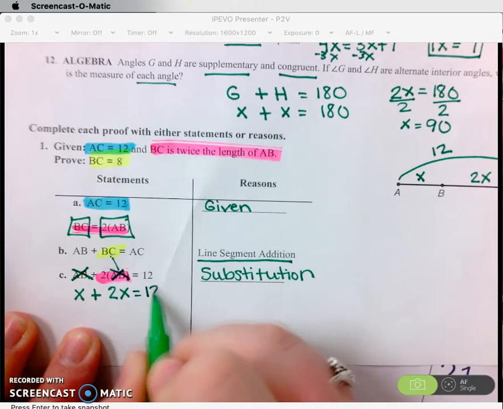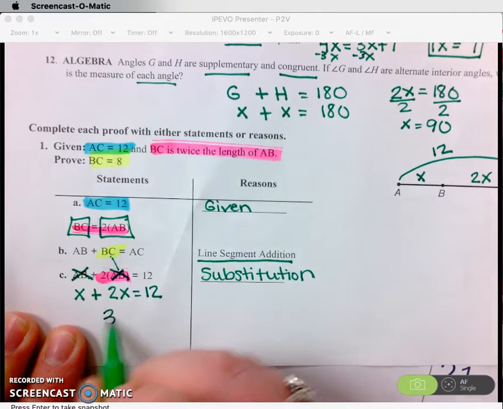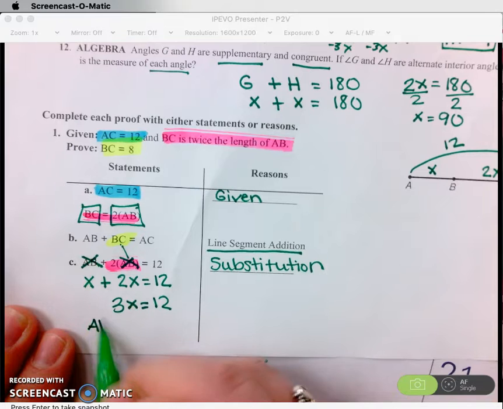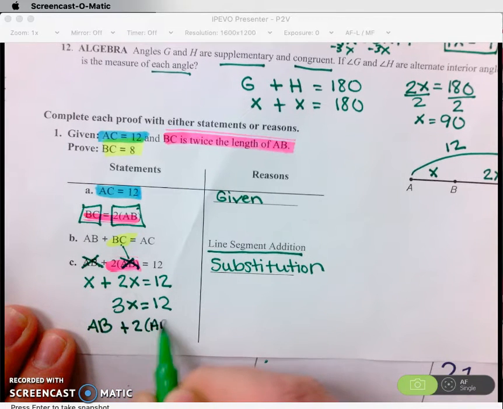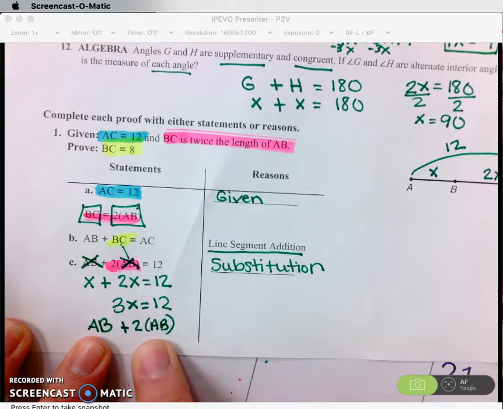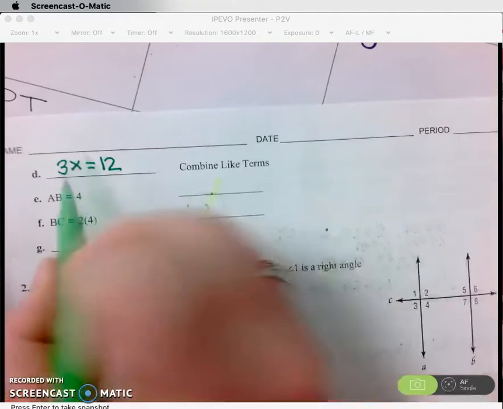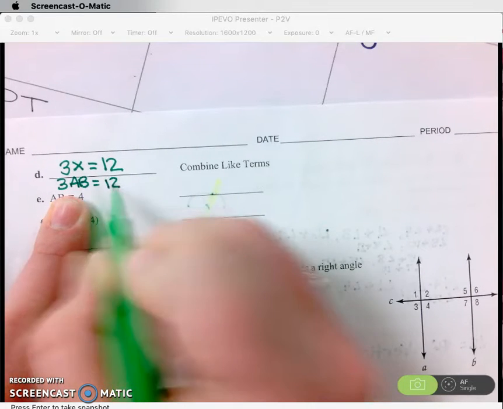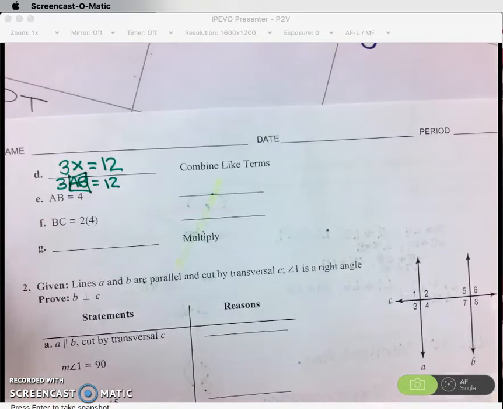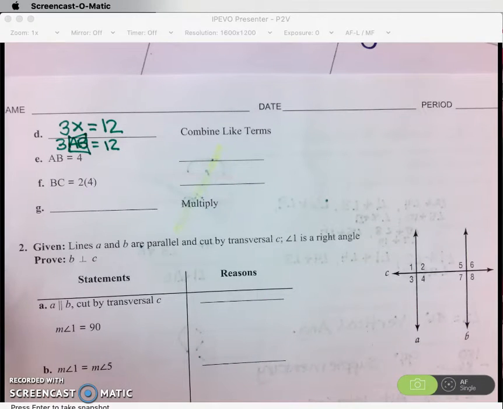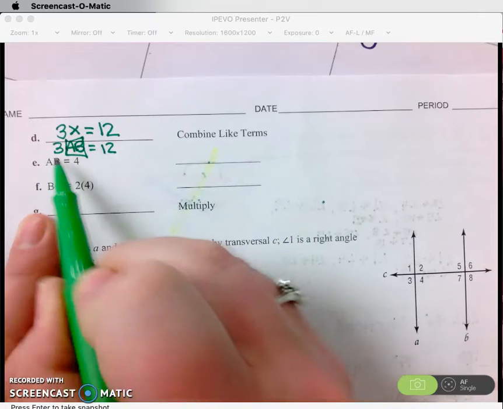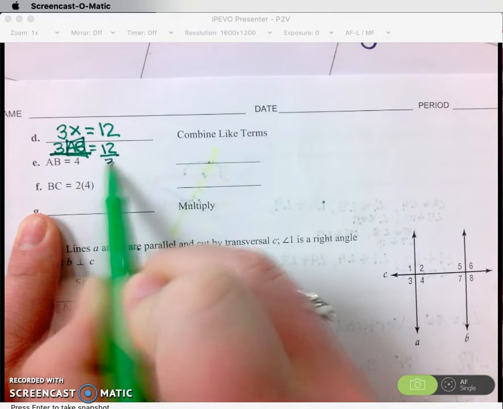Let me go back to this page. This equals 12. So x plus 2x equals 3x. Now, you could also have written AB plus 2AB. Well, how many ABs do I have? You could also write 3AB. That means this is, again, one variable. We're unsure what AB is. So we want to get AB by itself. So we're going to divide everything by 3.